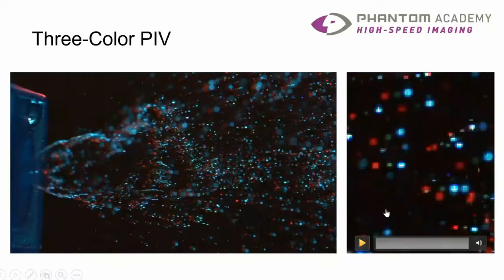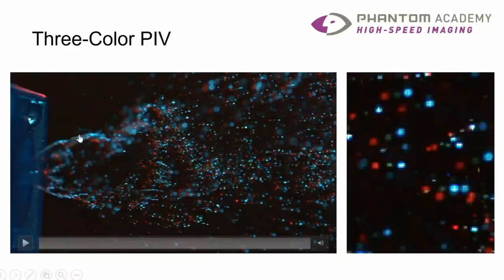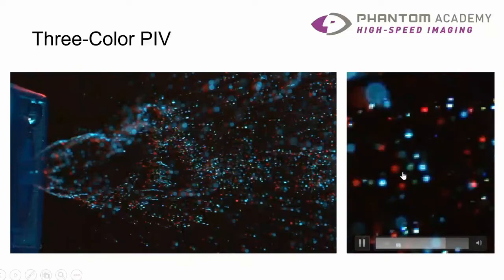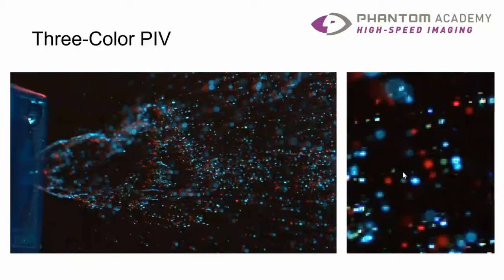All right, so here's just an example frame that we had from a recent test. As you can see, here's a spray being sprayed, and on the right-hand side you can see each particle is represented as a different color triplet. So for one particle, you have a red, a green, and a blue channel, temporally spaced by the pulse delay of that test. Okay, so very, very useful from an application sense.